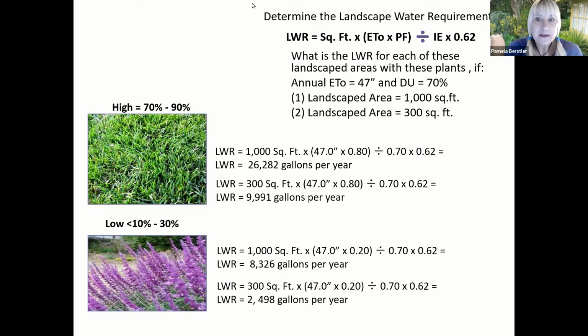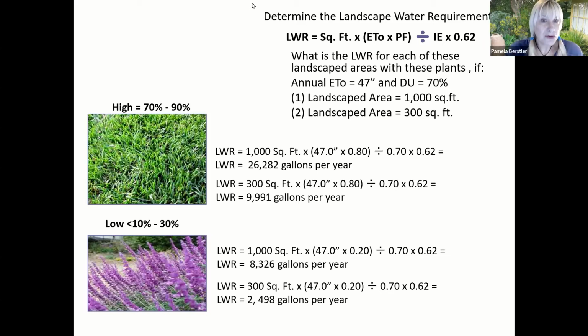All right, so in this particular landscape, we have an ETO of 47 inches, and we have a distribution uniformity of 70%. And we remember that in our world, distribution uniformity is kind of the driver for irrigation efficiency. And so it's a good proxy for irrigation efficiency. We're going to use it here because we have no other information about the irrigation system.